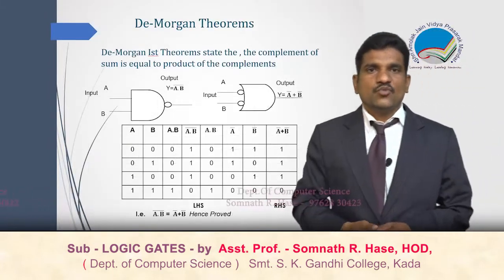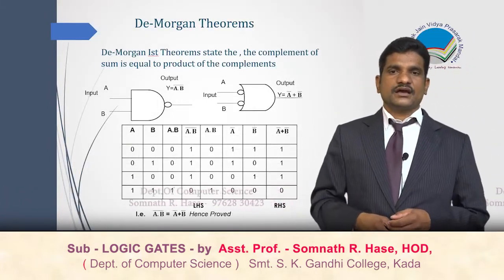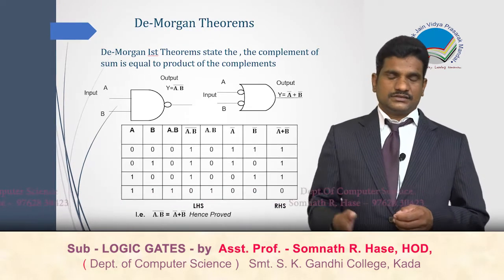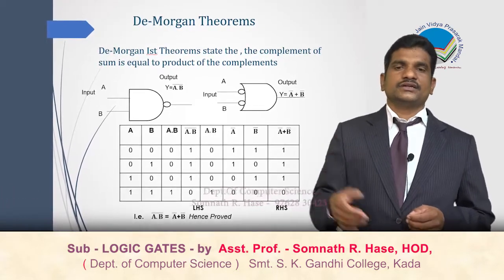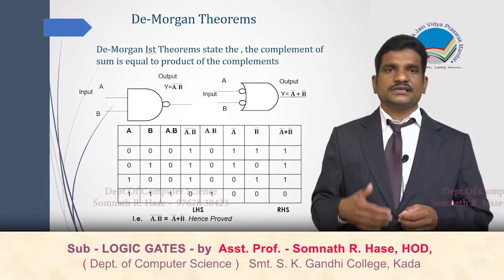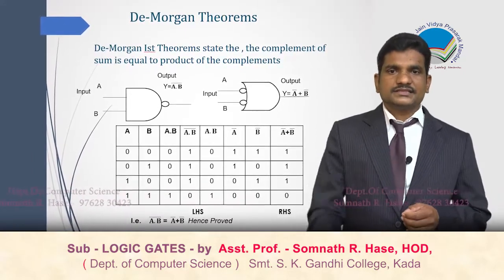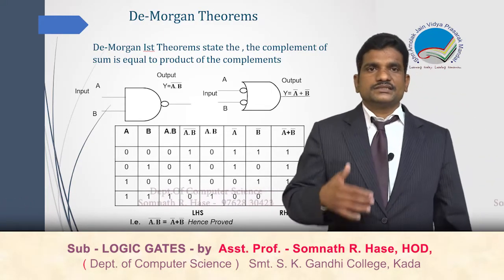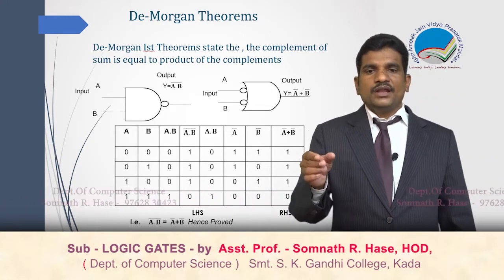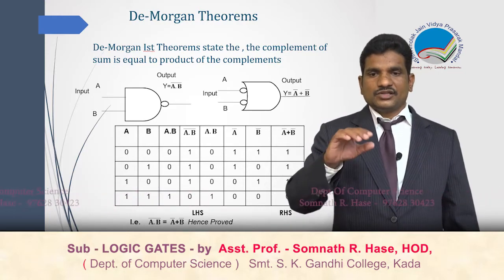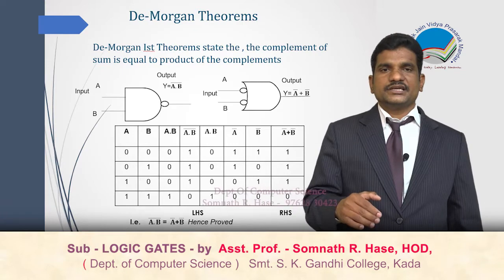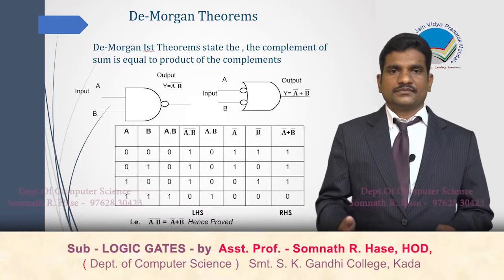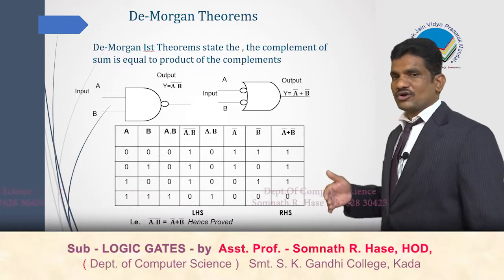After the gates, the most important concept in this lecture is De Morgan's theorems. This is the most important. In exams, you may be asked to write De Morgan's first theorem as well as the second theorem. In these slides, we see the first theorem, a really important one. De Morgan's first theorem states that the complement of a sum is equal to the product of the complements.